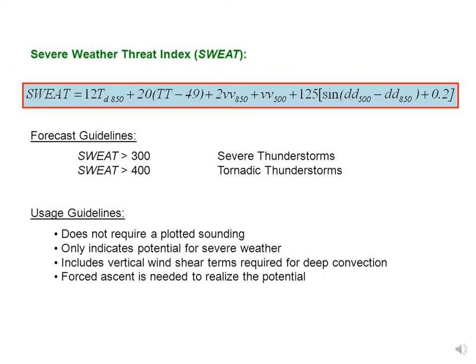So for the forecasting guidelines, if we're trying to use this to forecast severe thunderstorms and tornadic thunderstorms, then we're looking for SWEAT values greater than 300 or SWEAT values that are greater than 400. This really only indicates the potential for severe weather. It really doesn't talk about thunderstorms in general. And oftentimes we need forced ascent to realize that potential, because we'll often have convective inhibition that we have to overcome.